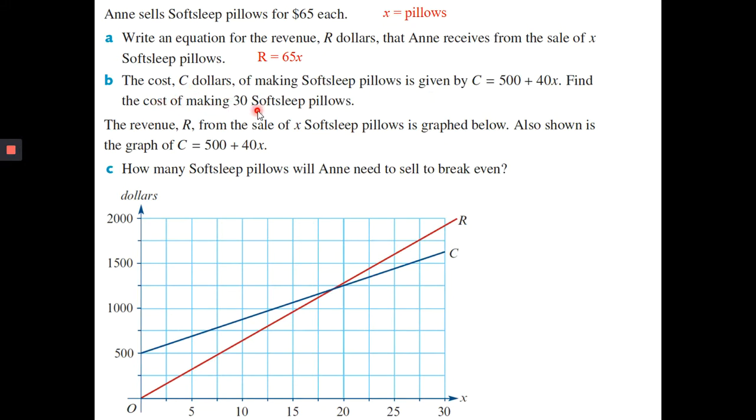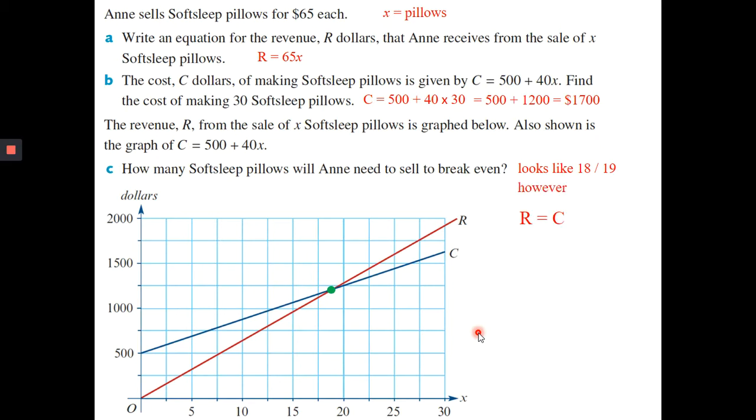Find the cost of making 30 soft sleep pillows. We're substituting 30 into that. So 500 plus 40 times 30, $1,700. The revenue is graphed below, and also the cost. So the cost and the revenue, again, we can see there's our break-even analysis. Looking at that, 15, 16, 17, maybe 18 or 19. Well, it's not a very good scale, is it? It's about 18 or 19. There's the point. Looks like 18 to 19.